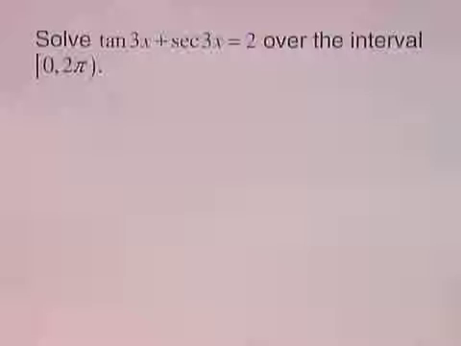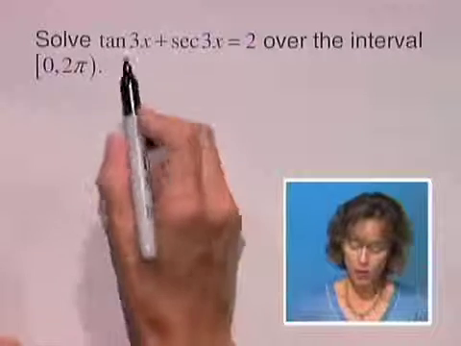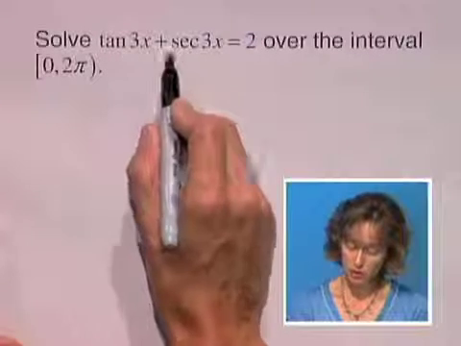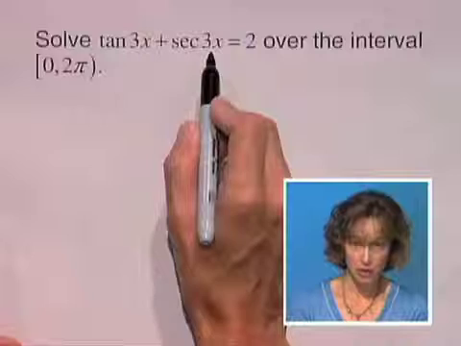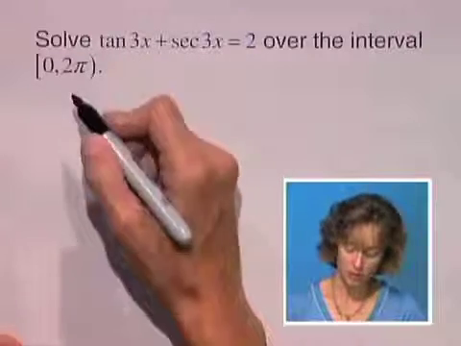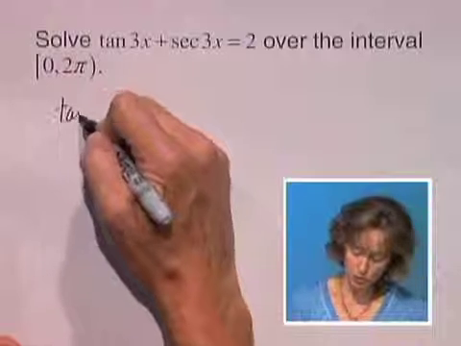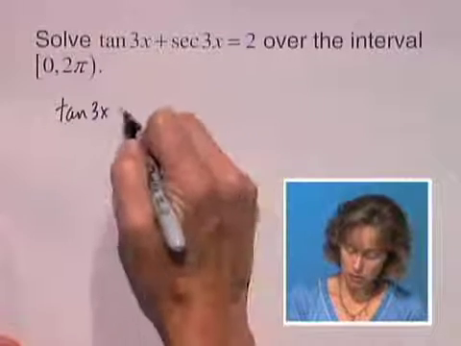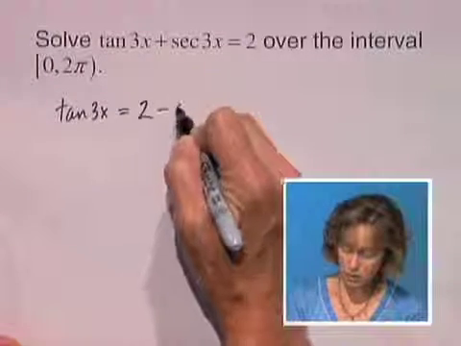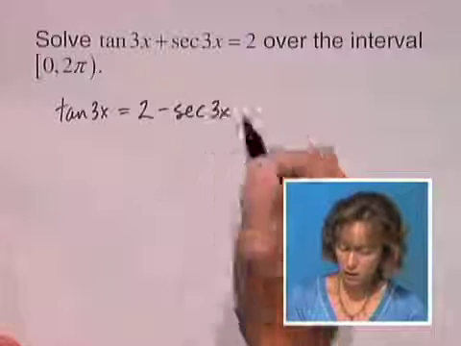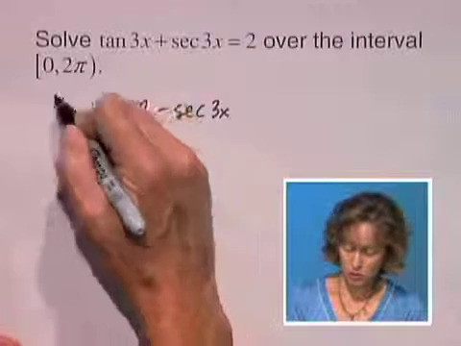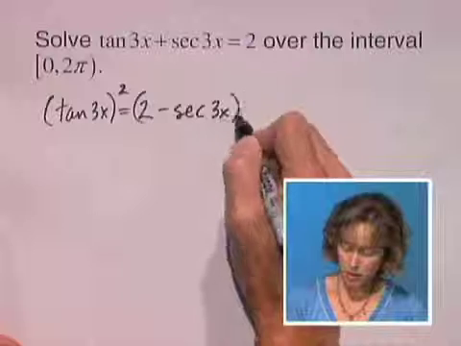Let's solve a trig equation. We want to solve tan 3x plus secant 3x equals 2 over the interval 0 to 2 pi. Well, I'm going to start by isolating tangent, subtracting secant 3x, and then squaring both sides of the equation. So doing my first step, which is to subtract secant 3x, I get tan 3x is 2 minus secant 3x. Now I'm going to square each side of the equation.